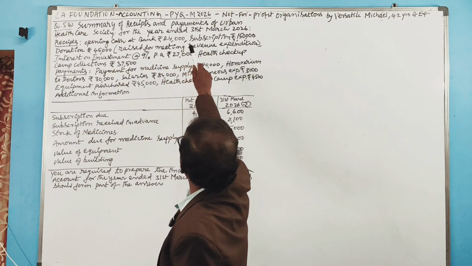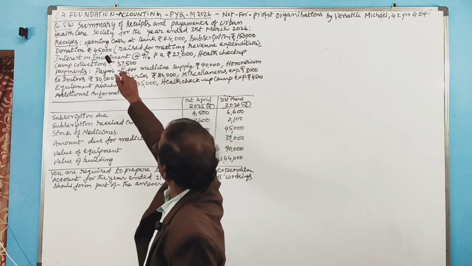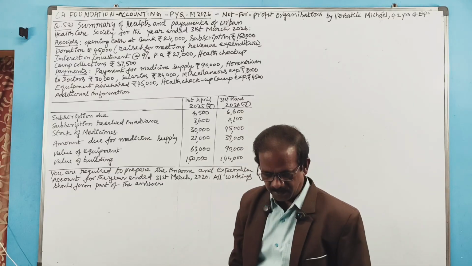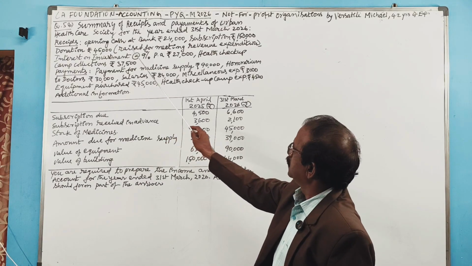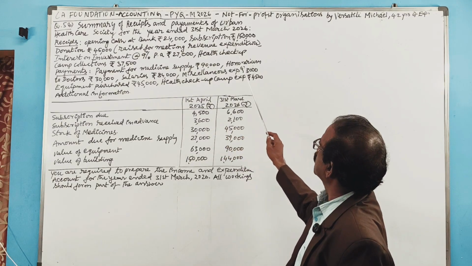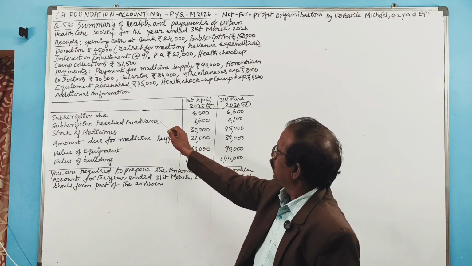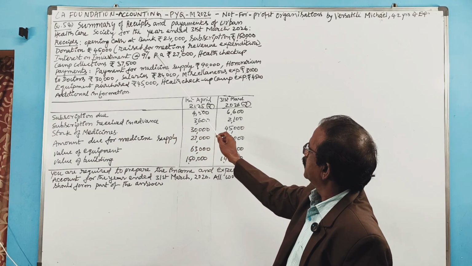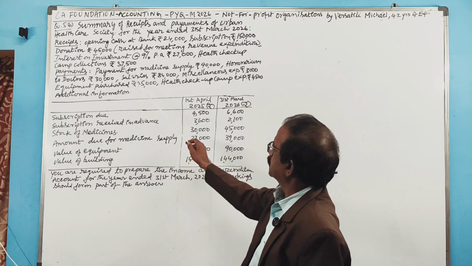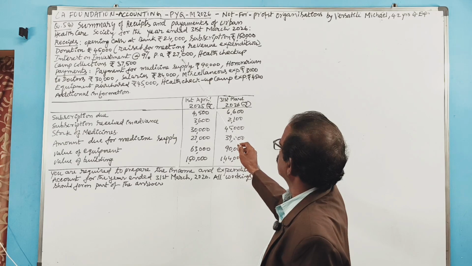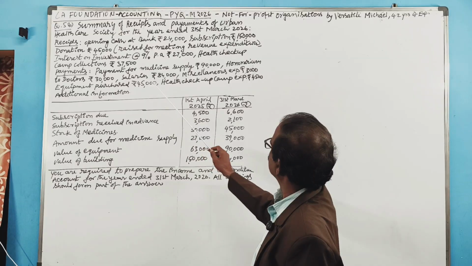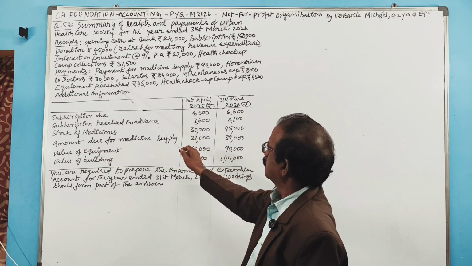Summary of receipts and payments of Urban Healthcare Society for the year ended 31st March 2026. Receipts. Opening cash at bank 24,000. Subscriptions 1,50,000. Donation 45,000, raised for meeting revenue expenditure. Interest on investments at 9% per annum 27,000 rupees. Health checkup camp collection 37,500.